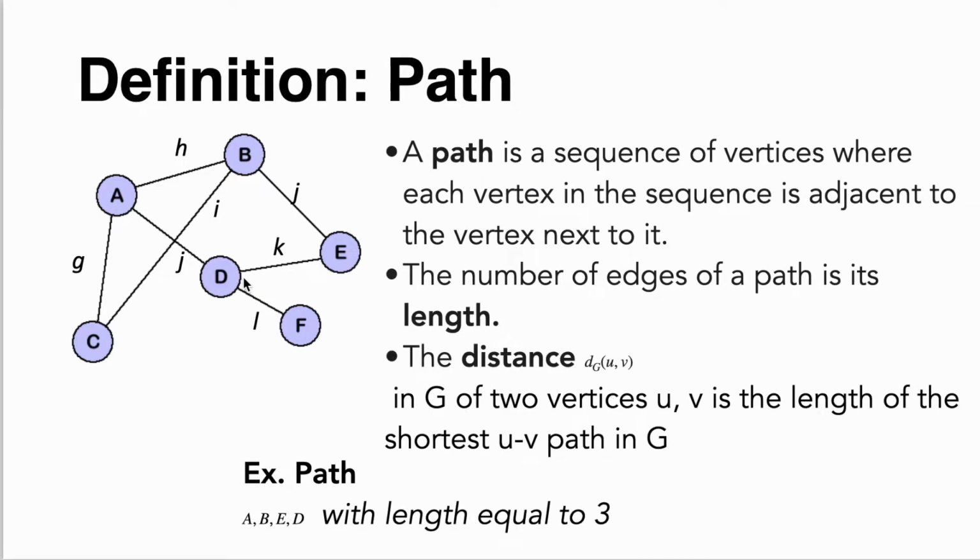Next is a path. A path is a sequence of vertices where each vertex in the sequence is adjacent to the vertex next to it. We often refer to a path by the natural sequence of its vertices, for example, A, B, E, D, or A to D. The number of edges of a path is its length. For example, path ABED has a length equal to 3 because we have 1, 2, 3 steps before we can go from A to D. Moreover, we use the term distance to identify the shortest path from U to V.